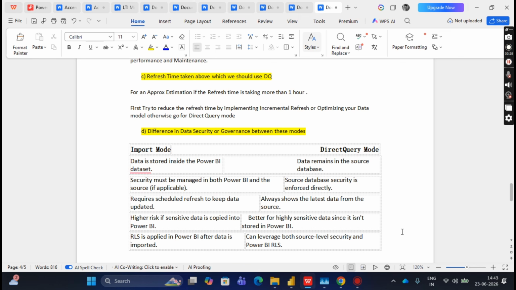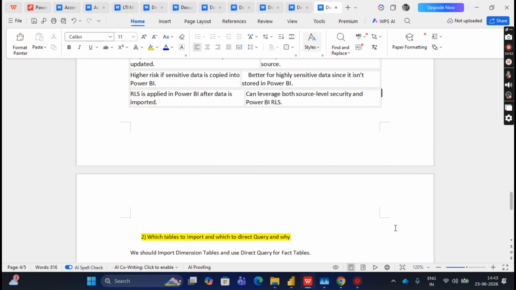Okay, in import mode, there is a high risk if sensitive data is copied into Power BI. Direct query mode is better for highly sensitive data since it is not stored in Power BI. For import mode, RLS is applied in Power BI after the data is imported, but for direct query mode, we can leverage both source-level security and Power BI RLS on the data.